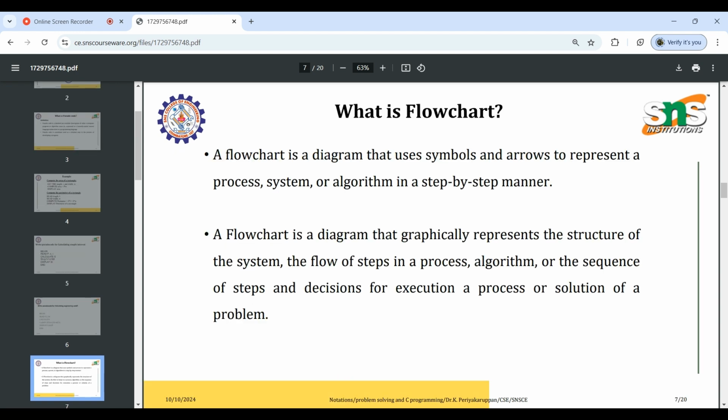end. What is a flowchart? A flowchart is a diagram that uses symbols and arrows to represent a process, system, or algorithm in a step-by-step manner. A flowchart is a diagram that graphically represents the structure of the system, the flow of the steps in a process, algorithm, or the sequence of steps and decisions for execution, a process, or solution of a problem.